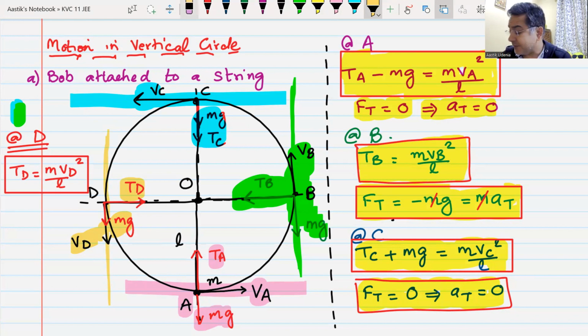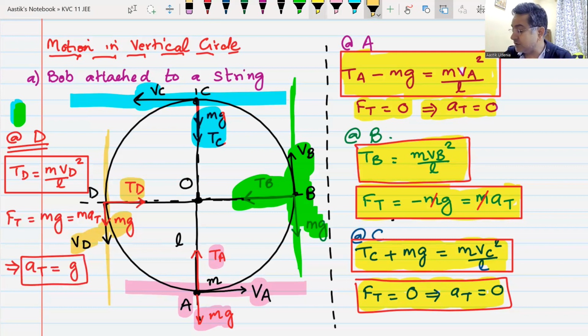Well, let me do it. The tangential force in this case is mg, and as you can see, mg and velocity are in the same direction, so I can call it positive. This mg will be equal to m into at. From here I get the tangential acceleration is equal to g. So these are the equations that you can make at all of these points, starting from the lowest point to the middle point, then the highest point, then again in the return journey to the middle point.